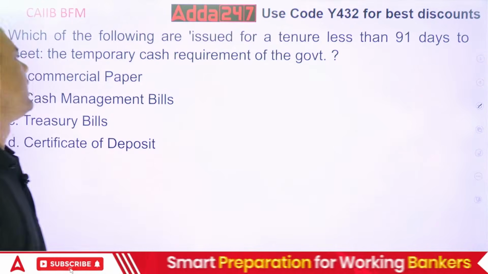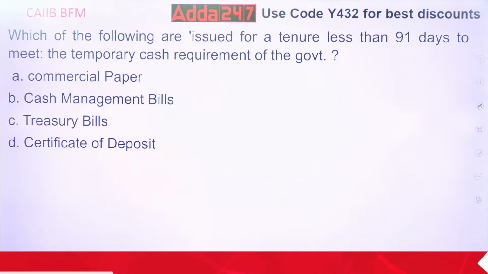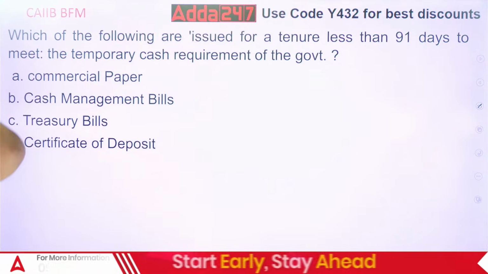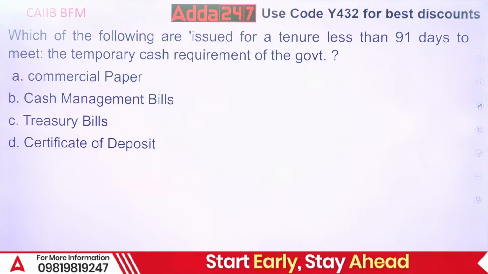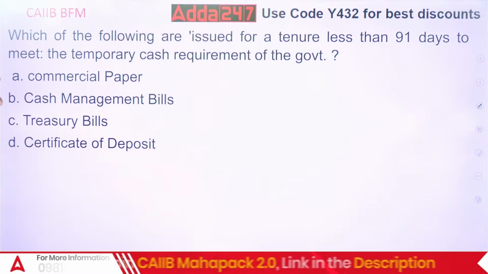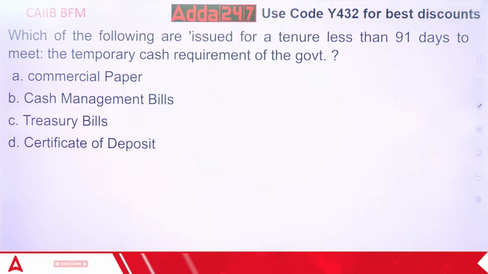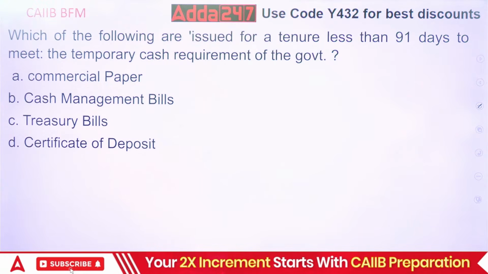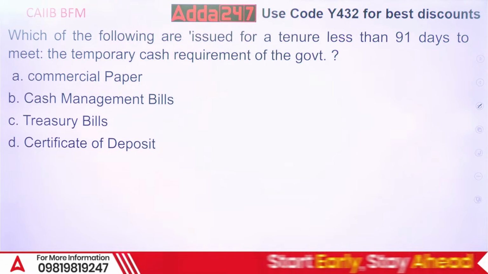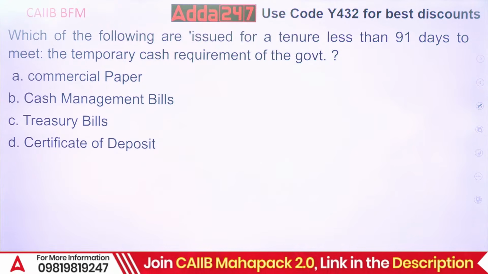Which of the following are issued for a tenure less than 91 days to meet the temporary cash requirement of the government? The options are commercial paper, cash management bill, treasury bills, and certificate of deposit. So, which of them are issued for less than 91 days? See, 91 days and above is treasury bills. Let me see your answer.